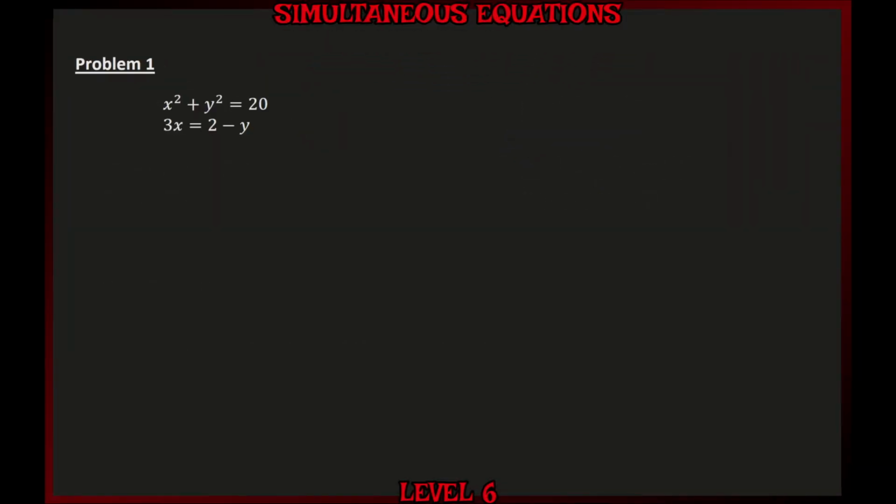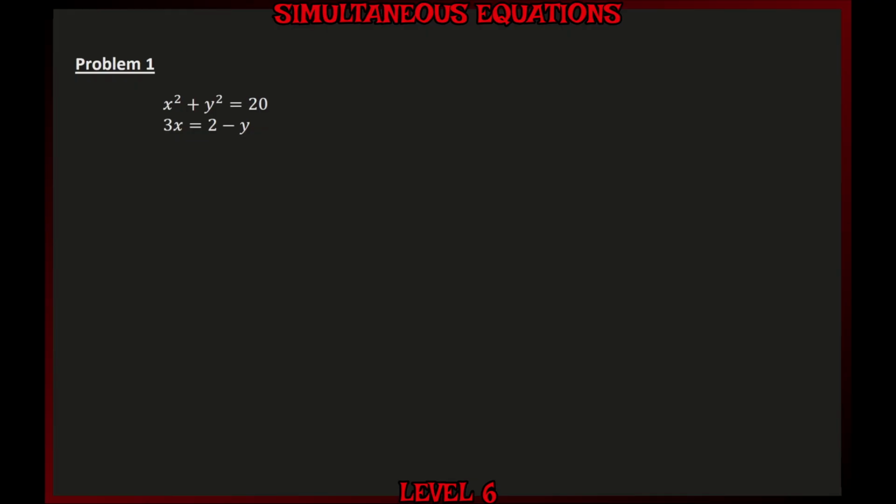In problem 1, we're solving x squared plus y squared equals 20 and 3x equals 2 minus y. Since we have a nonlinear and a linear equation here, we can solve these by using substitution. And to substitute, we need the linear equation to be written with either x or y as the subject, and at the moment it's not.